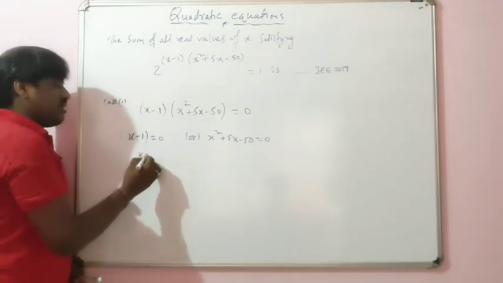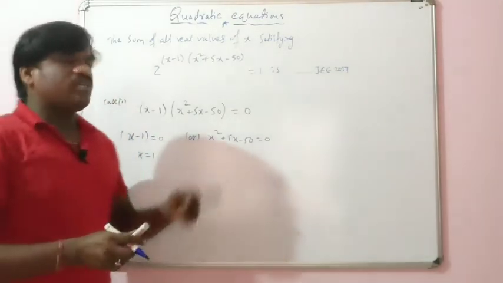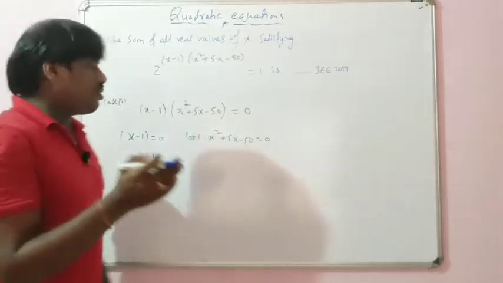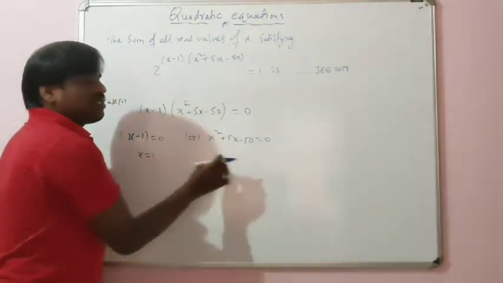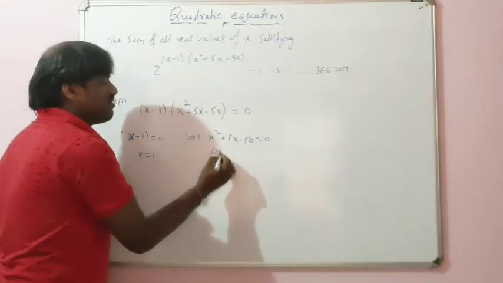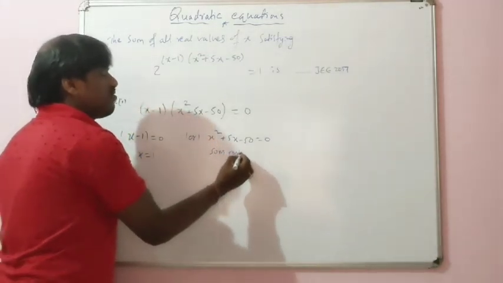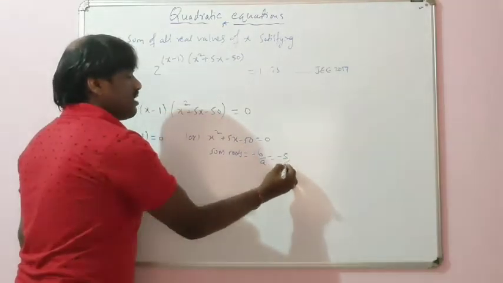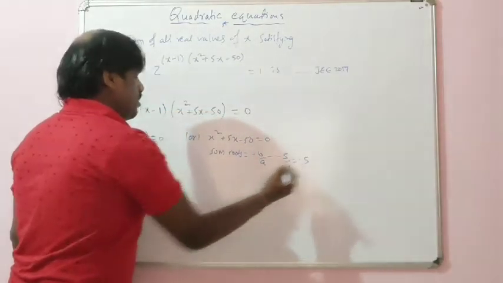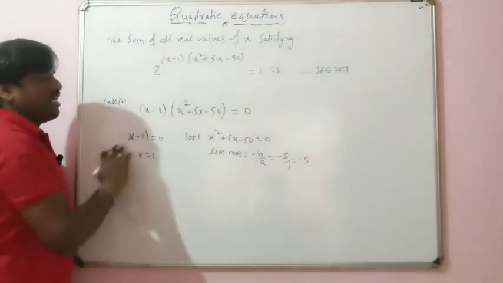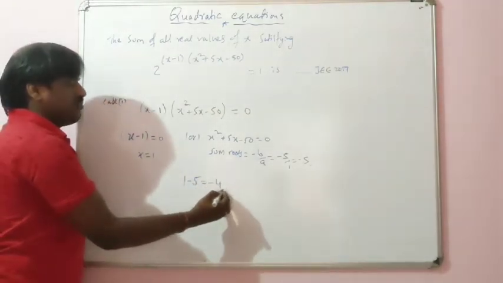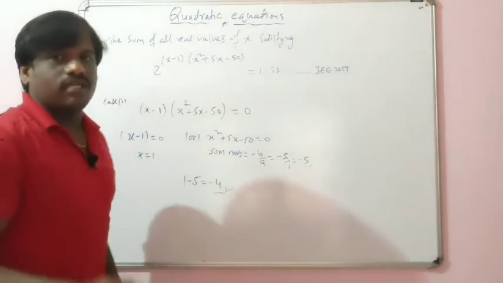From here the x value is 1. From here there is no need to find the roots. In the previous question also, the sum of the roots was asked, and trying to find the roots takes time. So directly use the sum of the roots formula. What is the sum of the roots formula? Minus b by a, that is minus 5 by 1, that is minus 5. So he is asking the sum of real values. So this 1 minus 5 is equal to minus 4, which is the answer. This is a way to solve this problem.